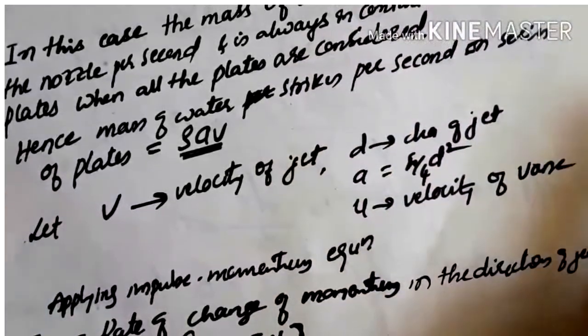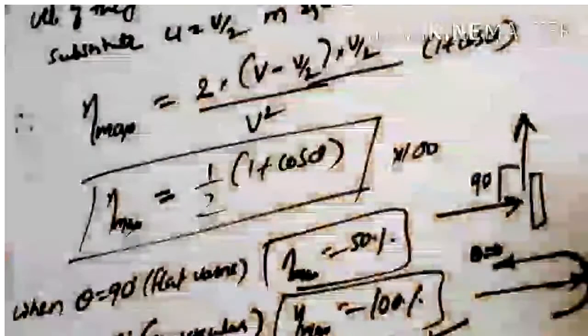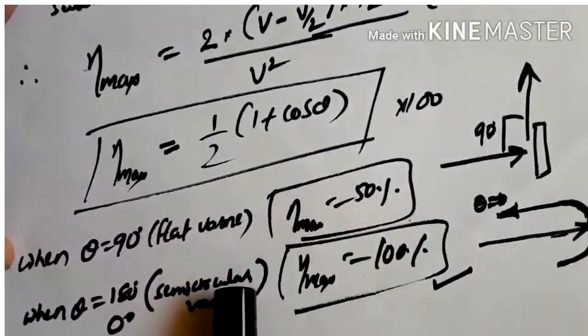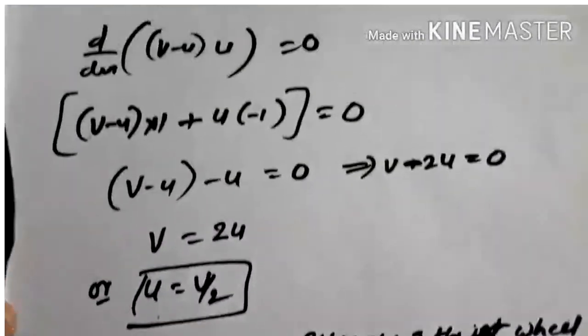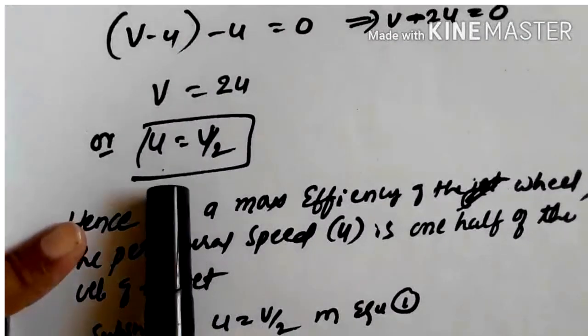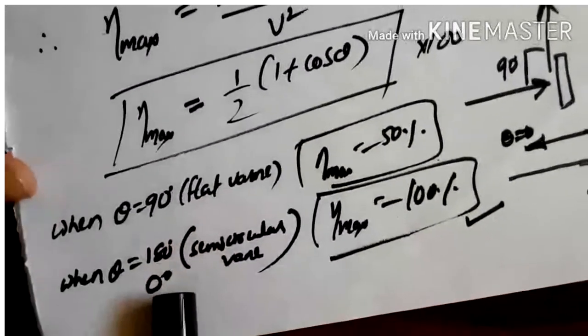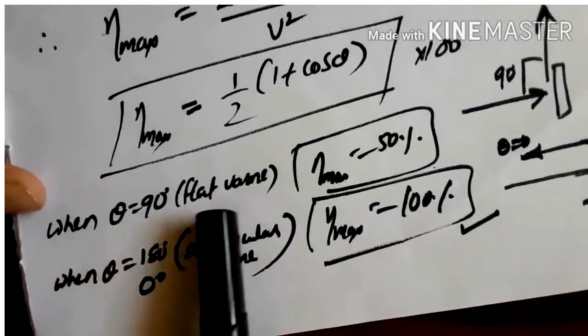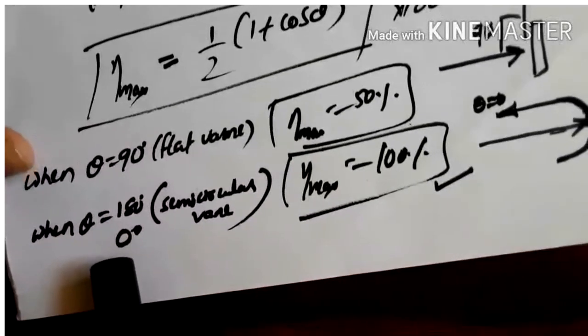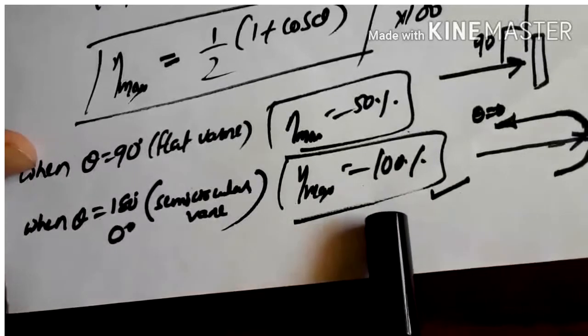Okay, the only thing is you have to apply the impulse momentum equation here. After applying the impulse momentum equation, finally you have to derive the maximum efficiency. For getting the maximum efficiency, you have to differentiate the efficiency with respect to the vane velocity. Then you get the equation that the velocity of the vane is equal to half the jet velocity. Then substitute back in the equation and you will get the maximum efficiency. Finally, if theta is 90 degrees, that becomes the flat vane case. If theta is 0 degrees or 180 degrees, it becomes a semicircular vane. Then you will get the maximum efficiency as 100%.